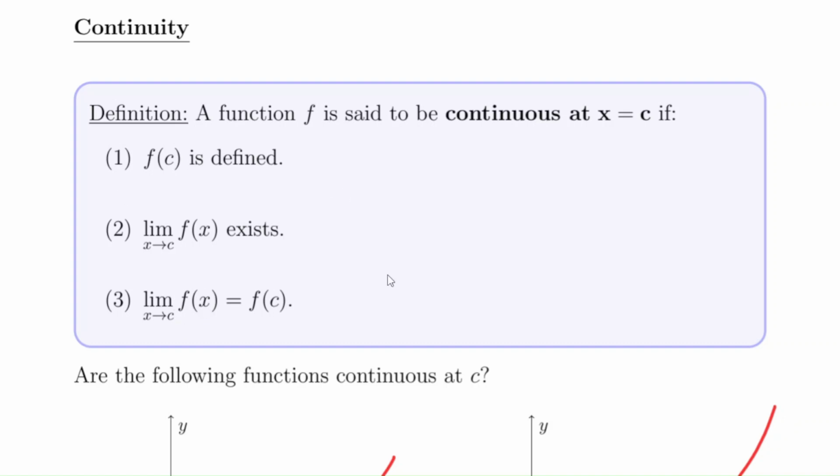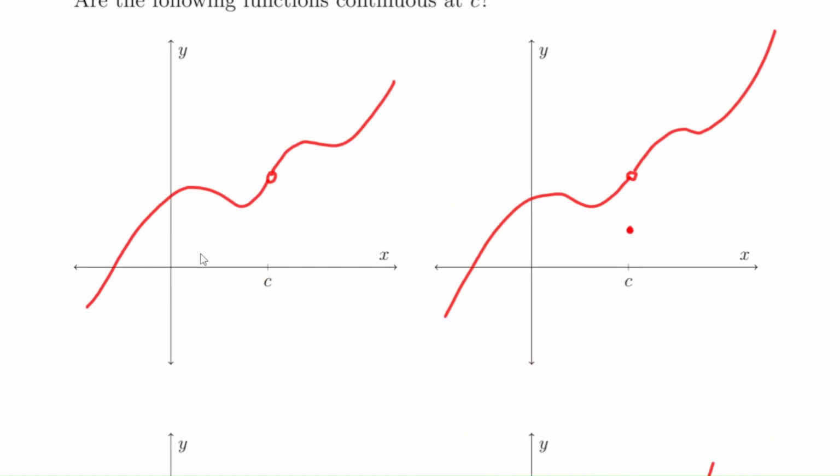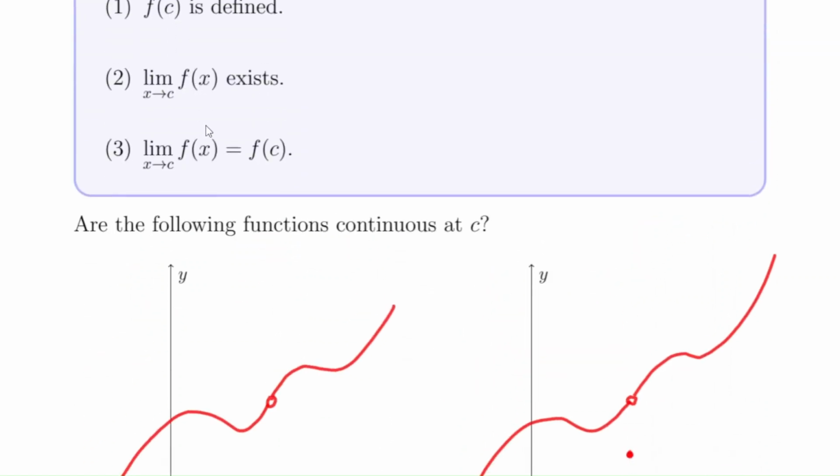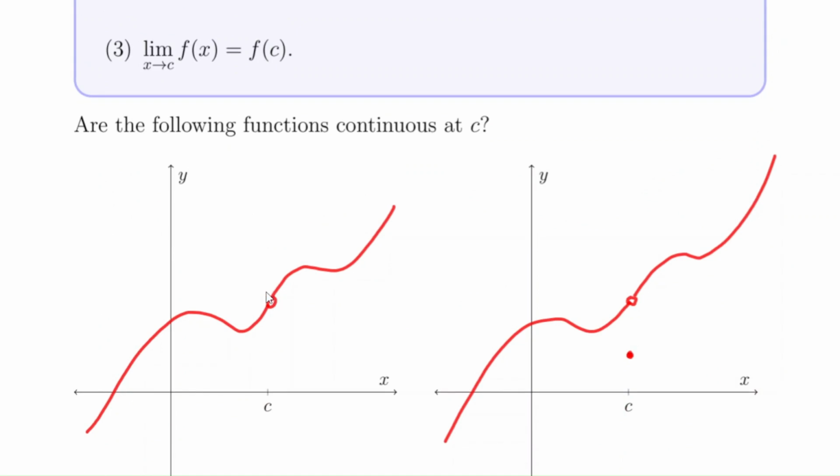Okay, so let's look at this graphically. Are the following functions continuous at c? Well, notice here, f of c is not defined. So that first condition is not satisfied. So this is not continuous. It's got a hole in the graph.